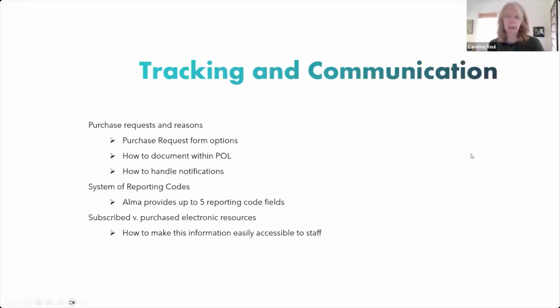Next. And these are a little list of kind of acquisitions adjacent items. Purchase requests. How do you receive purchase requests? So Alma has a purchase request workflow that you can use. Do people email you? Do people go on to Gobi and do selecting there? There are quite a few options, so that's good to consider for workflow reasons. How to document purchase reasons and requests in your POLs, and how to handle user and staff notifications.